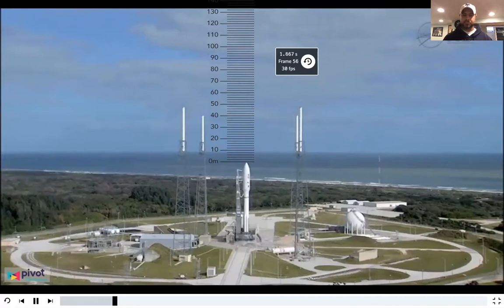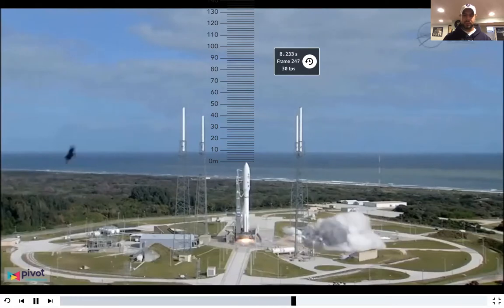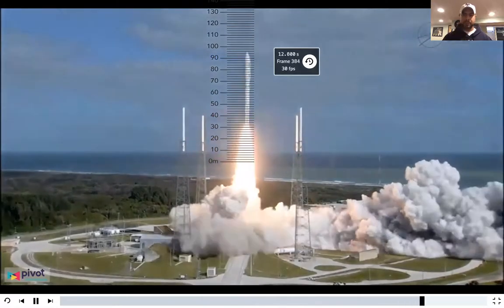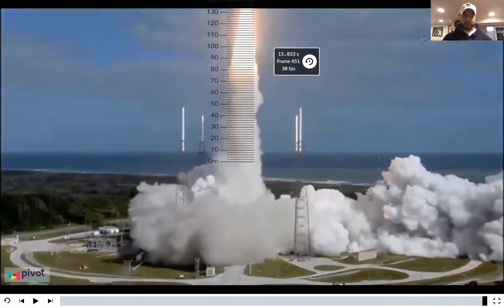Six, five, four, three, two, one. Main engine start, zero, and liftoff of the Atlas V with Curiosity, seeking clues to the planetary.